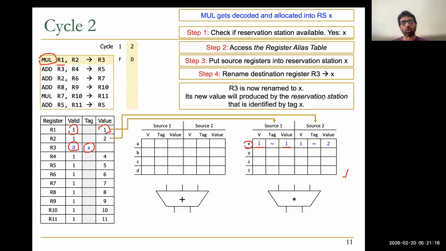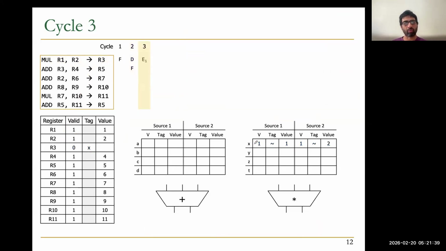So its new value will be produced by the reservation station that is identified by tag X. So the multiplier in reservation station X is ready to execute in the next cycle since both of the source operands are valid now, right? So in the next cycle, this multiply instruction can enter the execute stage. So in cycle 3, this instruction multiply enters the execute stage.